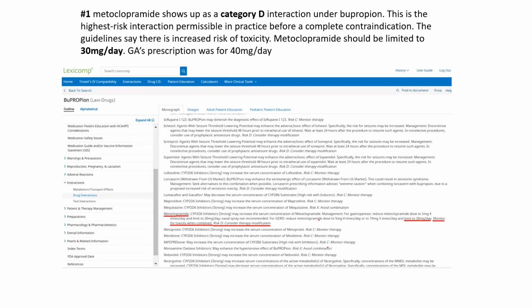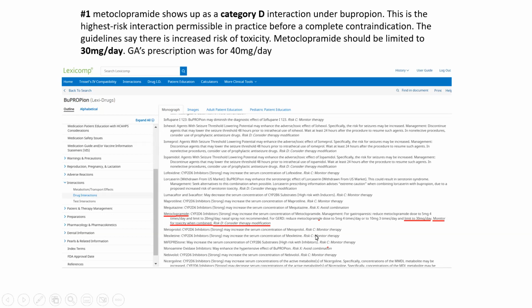So we did mention at the beginning, this interaction is special. Here's what we missed. Number 1, metoclopramide shows up as a category D interaction under bupropion. We checked metoclopramide, but we did not check bupropion.